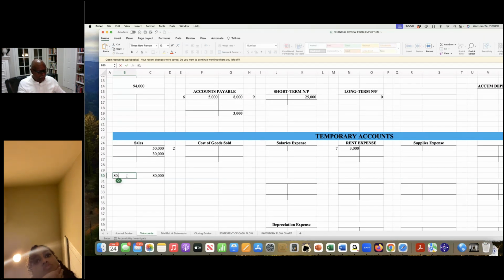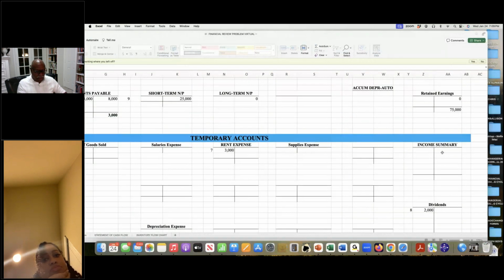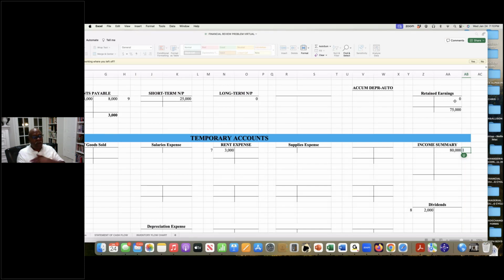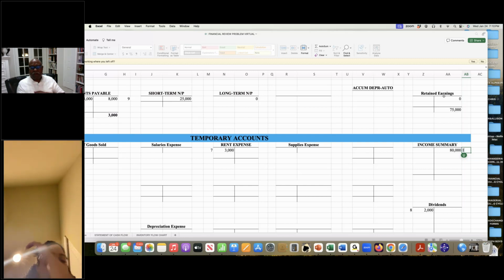And that's closing entry number one. And we credit this temporary account, income summary, for 80,000. And we do that because the only thing we want to see in retained earnings is net income and dividends. We don't want to see other things in here because the retained earnings account tells us whether the company has been profitable or not. So whenever we look at it, we just want to see earnings and dividends.